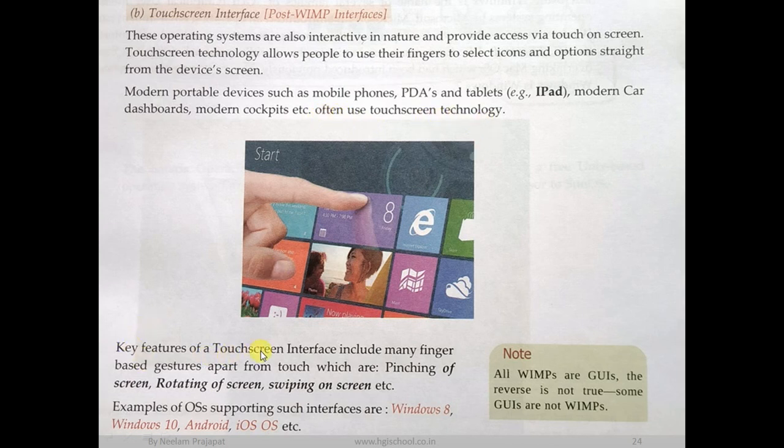Key features of a touch screen interface include many finger-based gestures. There are different types of gestures, not only clicking, not only touching. There is pinching of the screen to reduce the size, and rotating of the screen. Then swiping on the screen will slide the picture or the screen. Examples of operating systems supporting such interfaces are Windows 8, Windows 10, Android, iOS, etc., in our mobiles or touchpads.